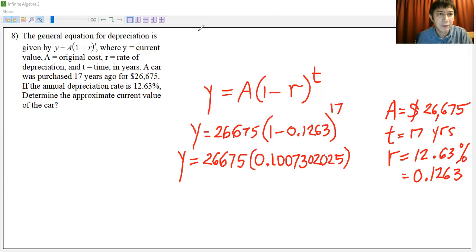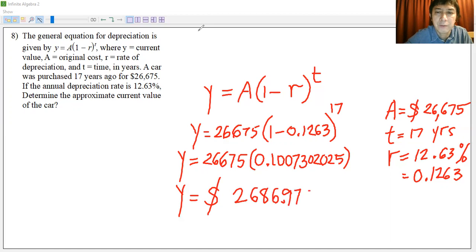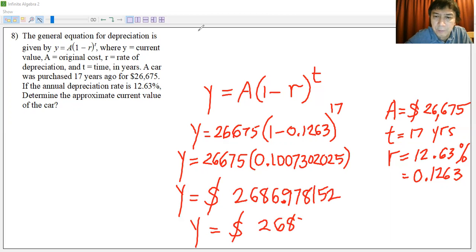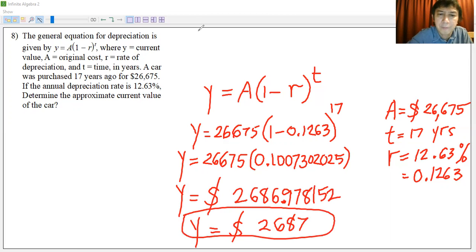All right, this is it. This is in dollars. This is 2,686.978152. All right, and rounded to the nearest dollar, this will be 2,687. There. All right, so that's it for our number 8. Let's check and verify the answer.